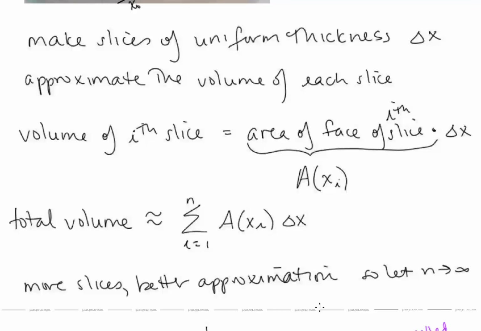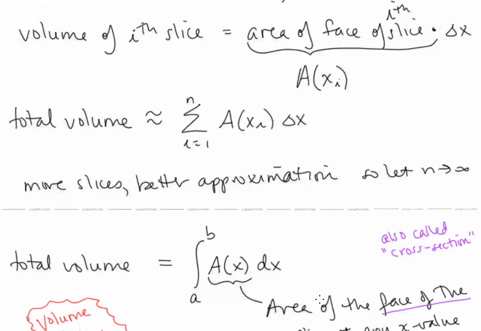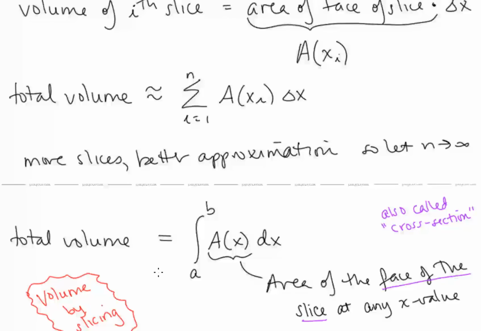Now, the more slices we take, the better the approximation, so we let n go to infinity. And in the limit, we have the definite integral. So the total volume is the integral from a to b of A of x dx, where A of x represents the area of the face of the slice at any x value. We can also say that's the area of the cross-section at any x value.